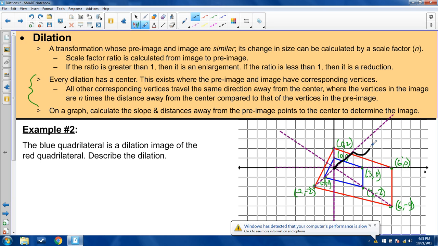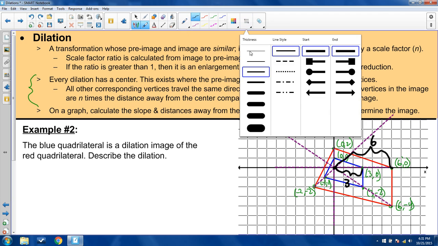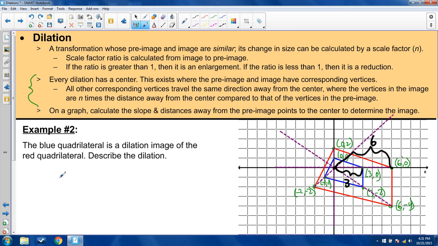If I take a look at these two corresponding points, this was at 6, 0, so that distance away from the center is 6. Well, this distance away from the center is 3. So far, I'm taking a guess that the scale factor, from image to preimage, 3 over 6, is 1/2. Let's double check that and make sure that that always works.